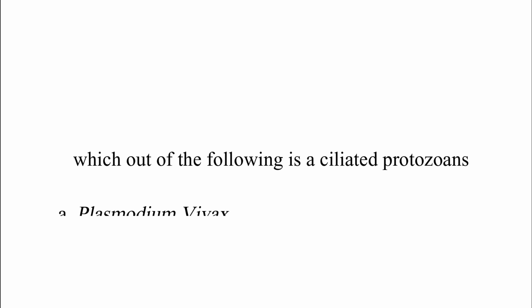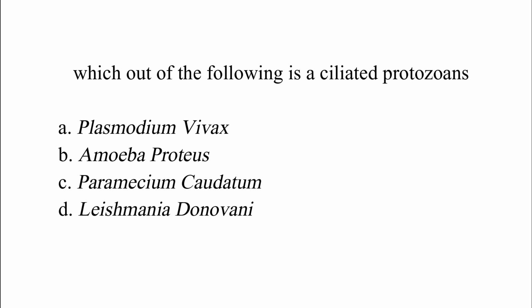Which out of the following is a ciliated protozoan? Option A, Plasmodium vivax. Option B, Amoeba proteus. Option C, Paramecium caudatum. Option D, Leishmania donovani. The correct answer is option C, which is Paramecium caudatum, a ciliated protozoan.